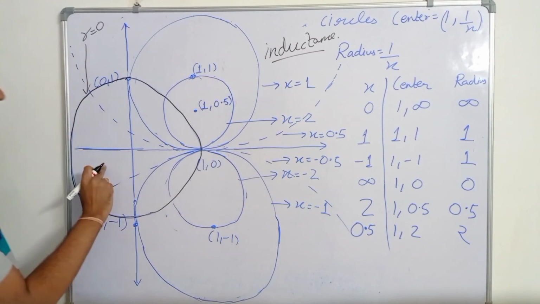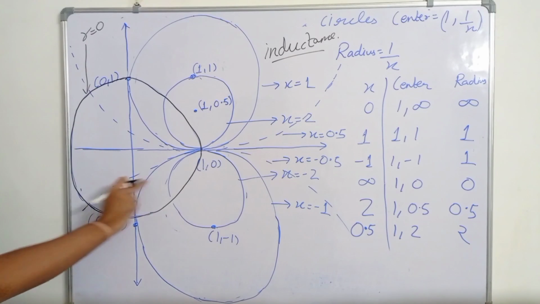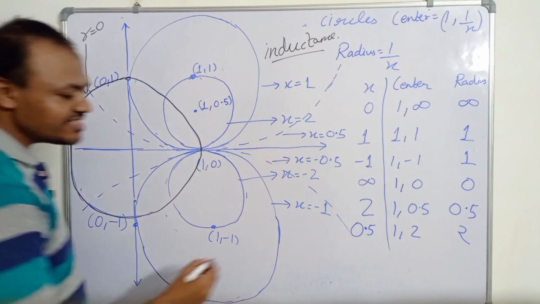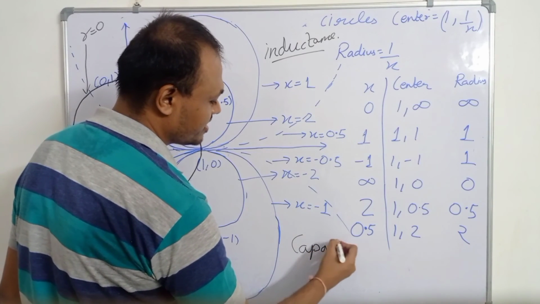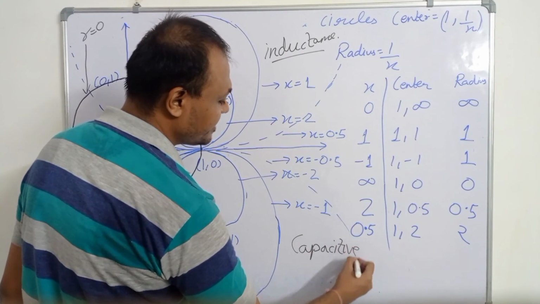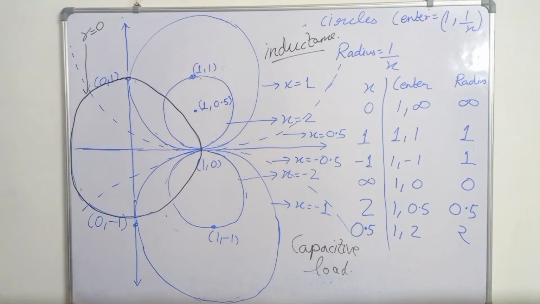And for these circles which lie in this quadrant or this quadrant, the value of x is negative. So what these circles indicate is capacitive load. These circles indicate capacitive load.